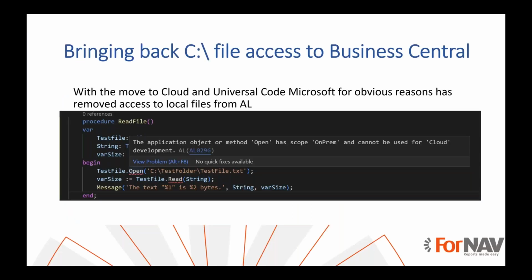Let me go to presenter mode. Back in 1988, which is a long time ago, I created the first file API, and also the current file API, for Navision and now Business Central. But back then everything was on-prem, and now it's not. So when Microsoft moved the product to the cloud, they basically stopped the use of the file API, and now moving from the old world to universal code on-prem, they're also locking down these functions on-prem. So basically, you cannot use the file functions anymore from now on.